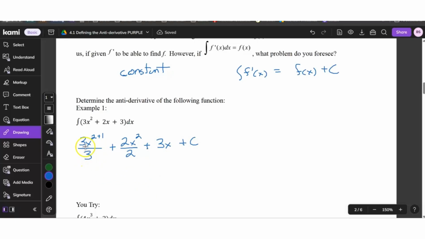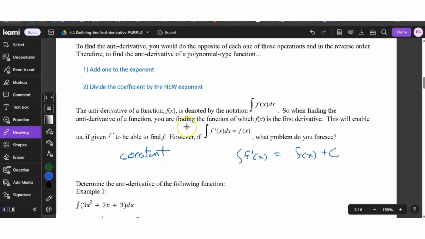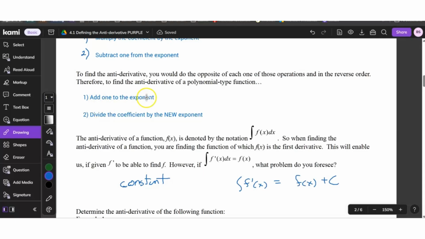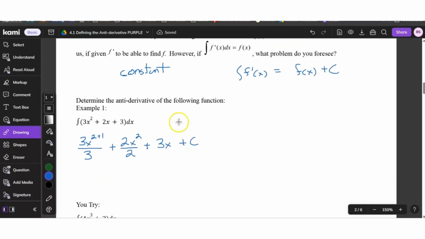Now, can I simplify any of this? Absolutely, right? Sir, I didn't understand. If we're finding that derivative, why are there fractions? Well, because remember, we're not finding the derivative, we're finding the antiderivative, and what we had to do is add one to the exponent, then divide the coefficient by the new exponent. So my exponent was squared, it became 3, so I have to divide by 3.